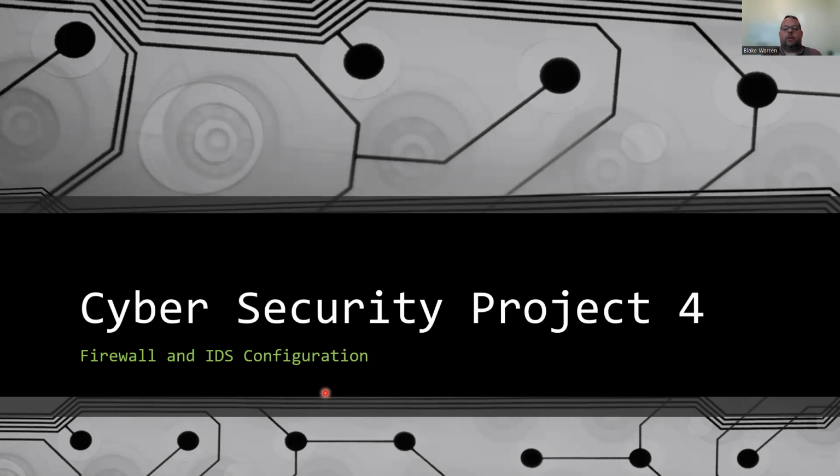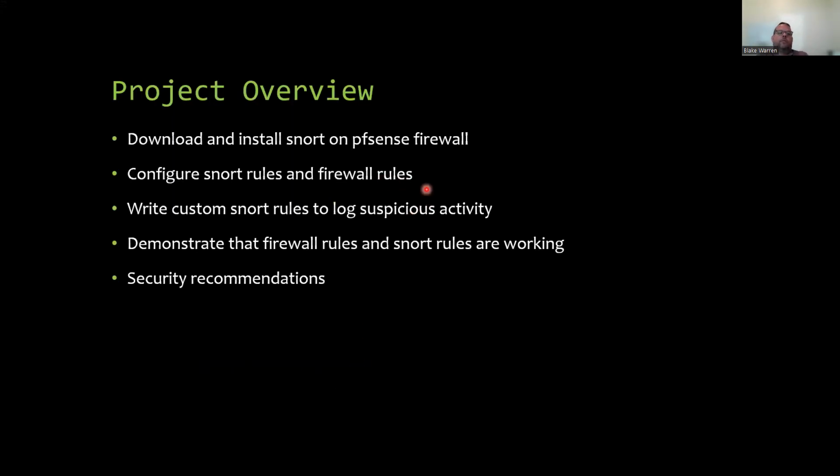First thing I want to do here is just show a little overview of what all had to be done on this project. So again, installing Snort on the pfSense firewall. Had to write some custom Snort rules to log suspicious activity, and we'll show you the logs and what that looks like. Demonstrate that the firewall rules and the Snort rules are working. Configure Snort rules and firewall rules. And then give you some general security recommendations to continue on with this IPS IDS firewall.